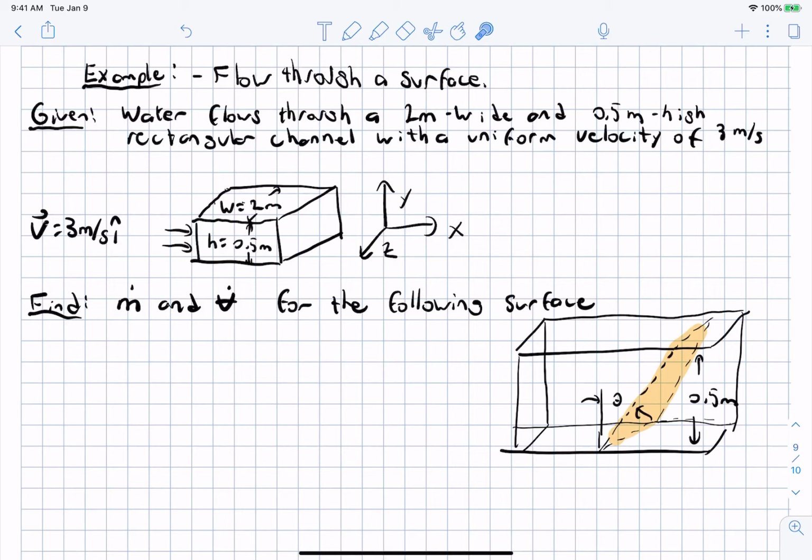And the problem is asking us to find the mass flow rate and v dot through the following arbitrary surface. Here we just have a planar surface that is inclined at an angle of theta with respect to the y-axis. It's just a straight planar surface, and we are asked to find m dot and the volumetric flow rate through that surface. So first, as always, we need to make some assumptions.